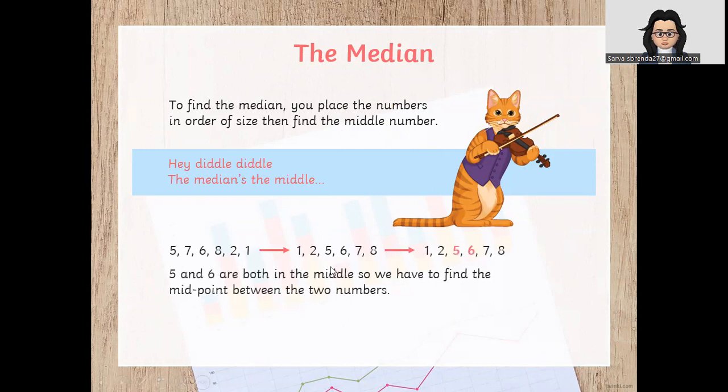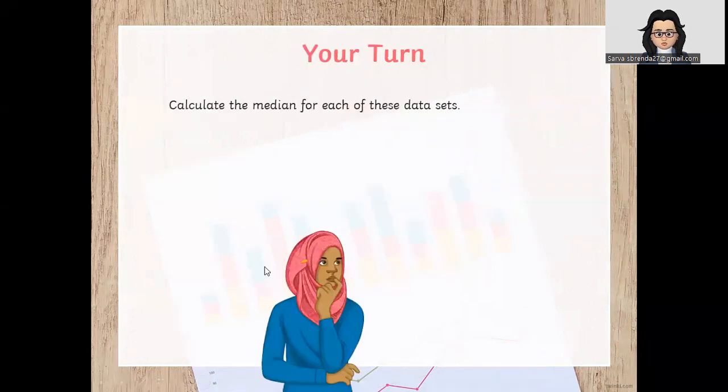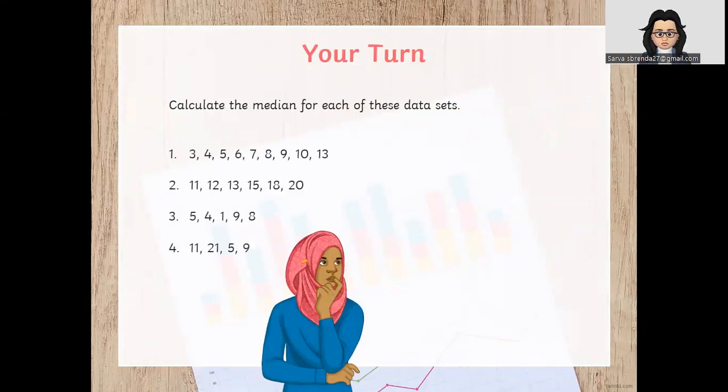Oh, that's right. So 5 is the middle; if the data changed to 6, then 5 plus 6 is 11, and I said 11 divided by 2 is 5.5. There you go. Now let's calculate the median for each of these sets of data.